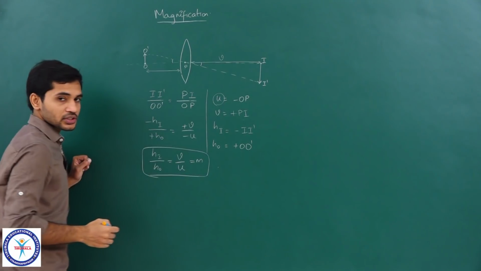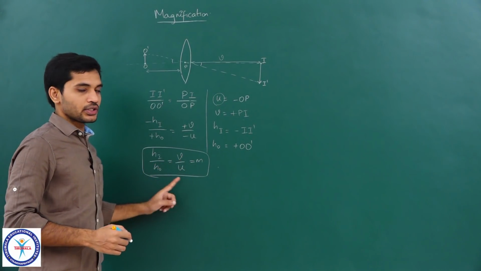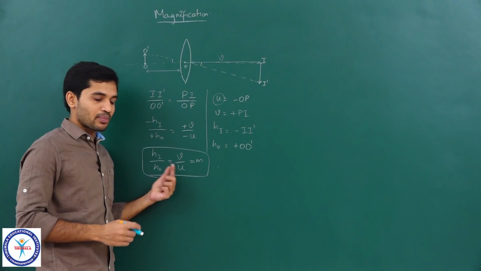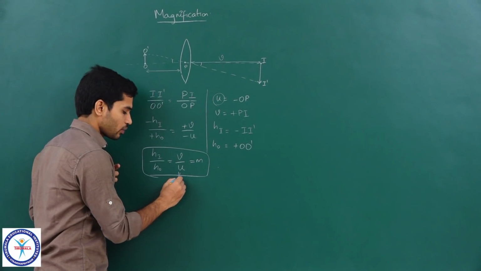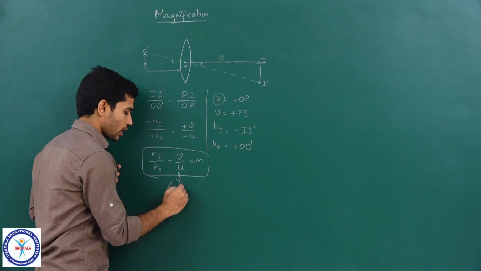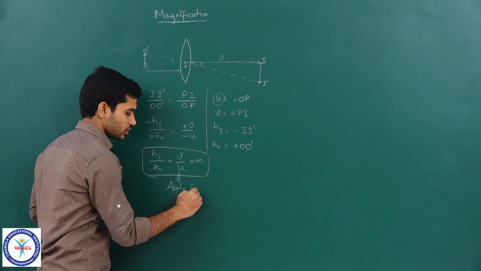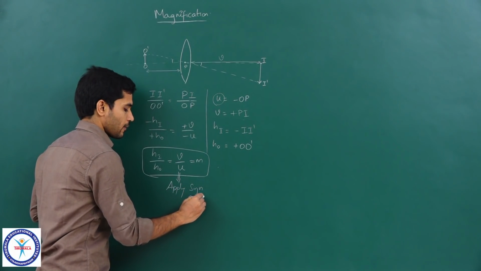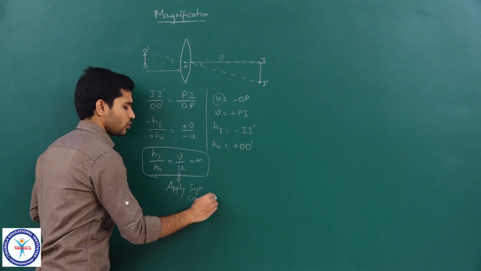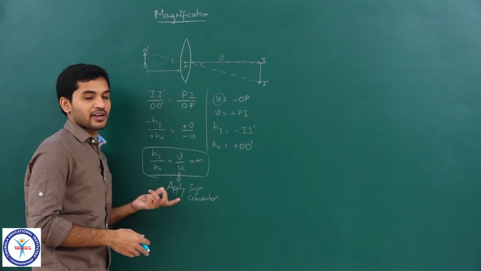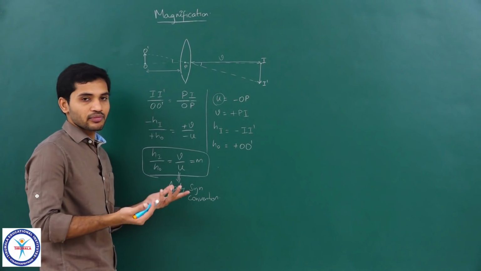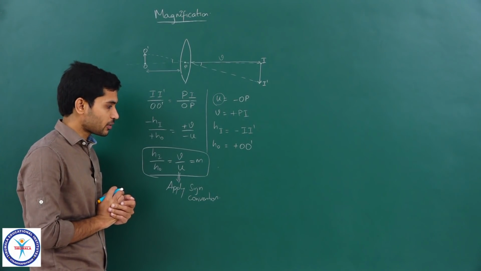A very simple relation. So m is v by u, but remember whenever you are substituting, apply sign convention. Don't forget to apply the sign convention. And you already know what positive values and negative values of m represent, right. So the same thing which we have been discussing throughout this chapter.